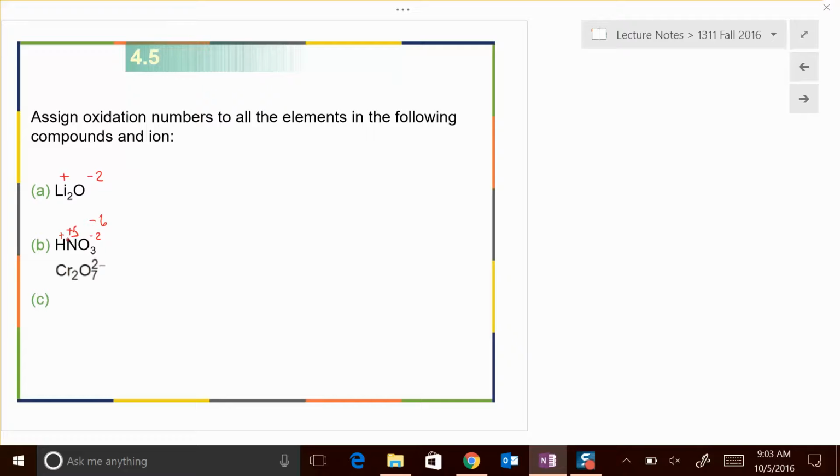This is not an ionic nitrogen. If it was ionic, it would be what? -3. Nitrogen is not ionic in this compound, right? This is a molecular compound. The oxidation state of nitrogen in that compound is +5. Okay? Why? How did we figure that out?